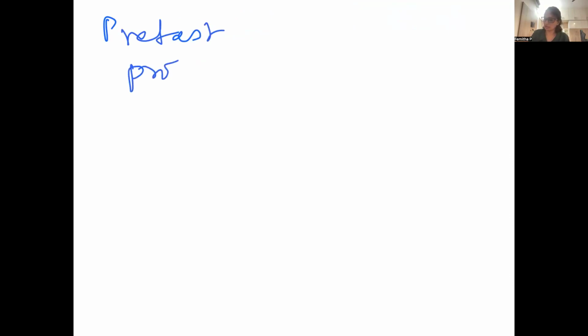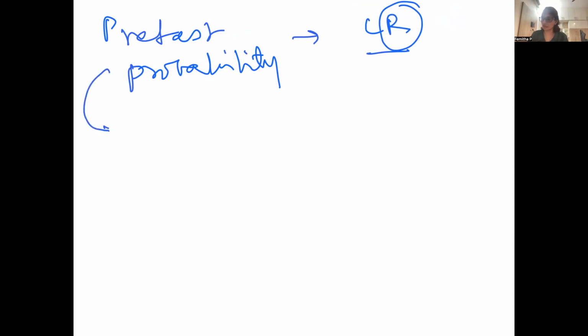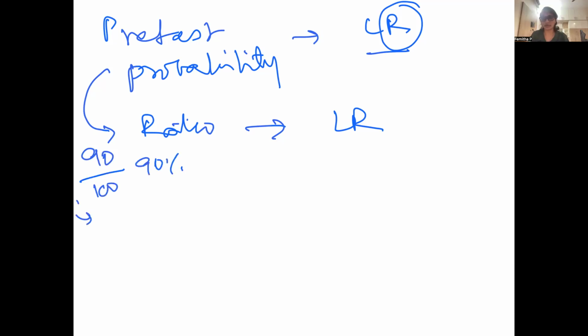So you cannot multiply a probability by a ratio because probability is a proportion and likelihood ratio is a ratio. You can't do that. So you have to first convert probability into a ratio and then you can multiply it by a likelihood ratio. Now, we did this earlier already. How do you convert a probability into a ratio? You do probability divided by 1 minus probability. Just like you did 90 out of 100, 90%, and we converted that into a ratio, right? 90 to 10.